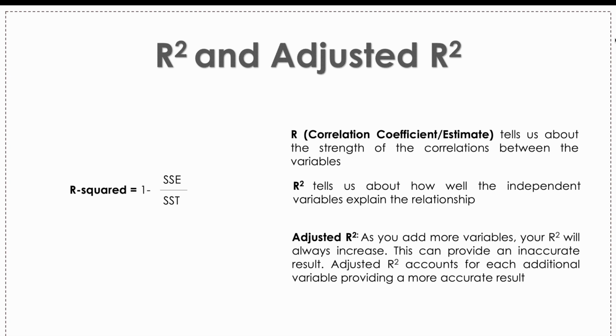The other thing to remember is that in a multiple regression we use something called adjusted R squared. In a simple linear regression, when we add more variables, the R squared will automatically go up. And that's not a good thing. So what we do is we adjust for additional variables, and it gives us a much more accurate result. So when you have a linear regression that has more than one independent variable, you should always use the adjusted R squared.